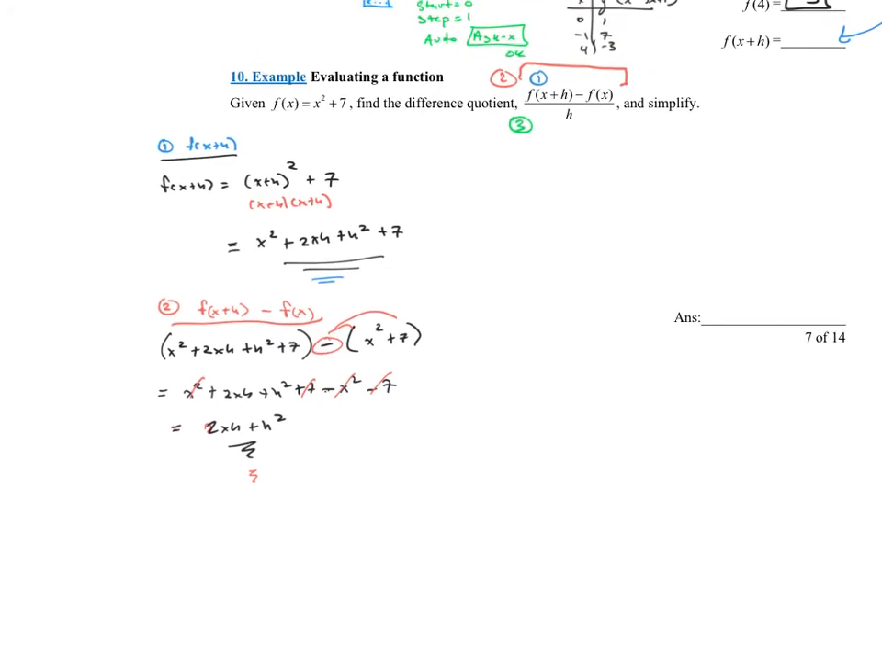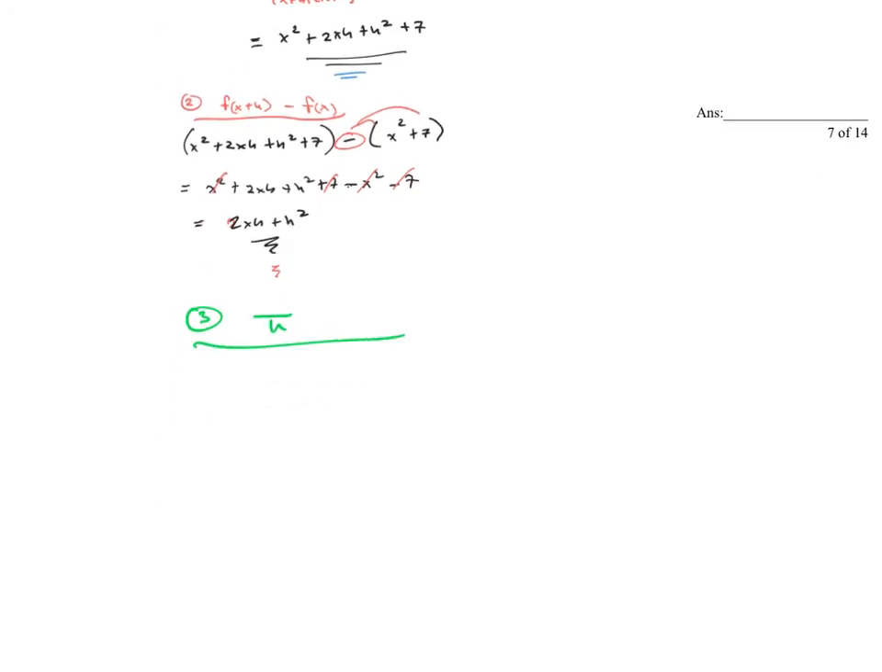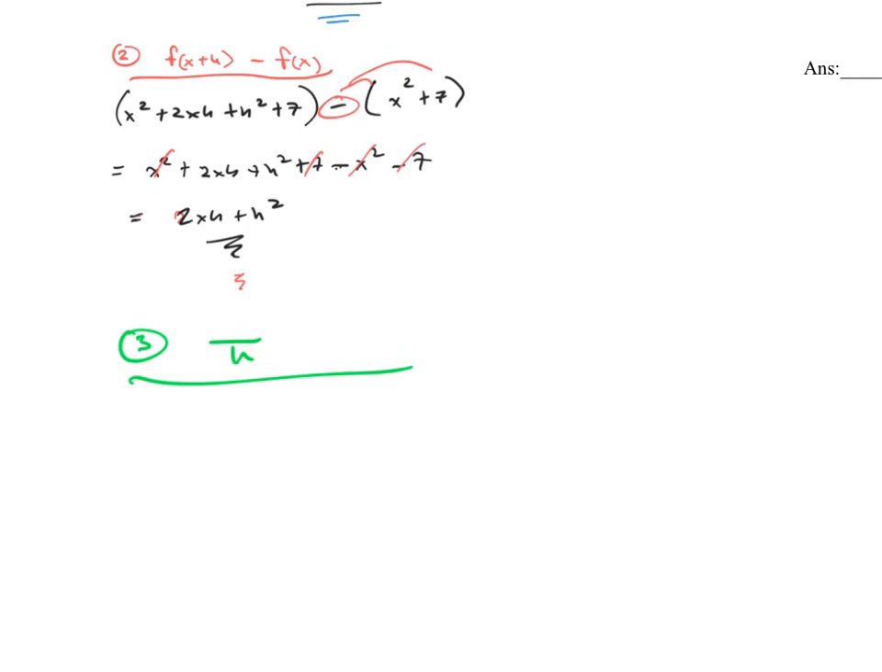And then the third step that we're going to be doing is simply dividing that by h. Take everything that you've done and divide it by h. So what we ended up with was 2xh plus h squared. We divide that by h. How do we do that? Well, you can't just cross out the h's right now. Remember, you can only simplify if it's a factor. So we actually have to factor it first.